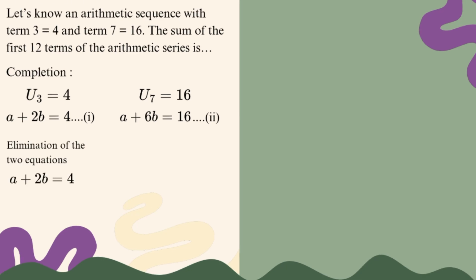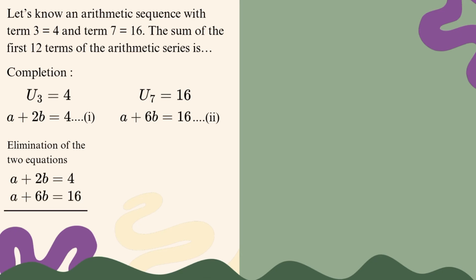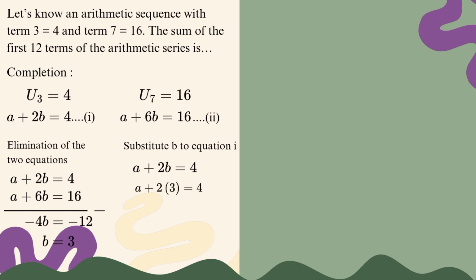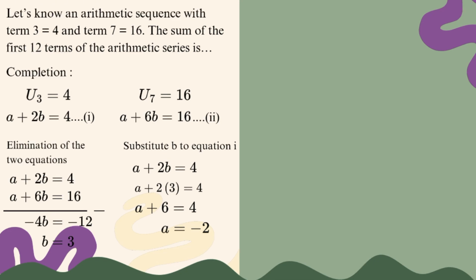A plus 2B equals 4 minus A plus 6B equals 16. Minus 4B equals minus 12. So we get B equals 3. After knowing B, substitute B to equation 1. A plus 2 times 3 equals 4. A plus 6 equals 4. So we get A equals minus 2. The arithmetic sequence with A is minus 2 and B is 3.